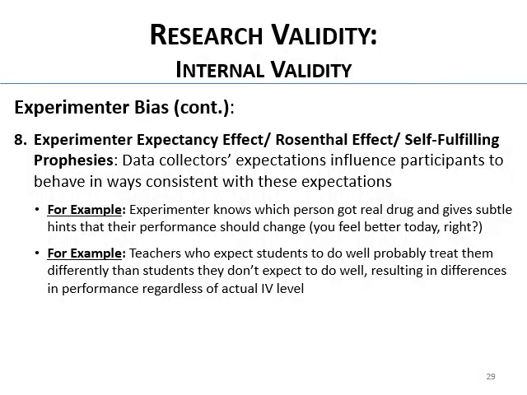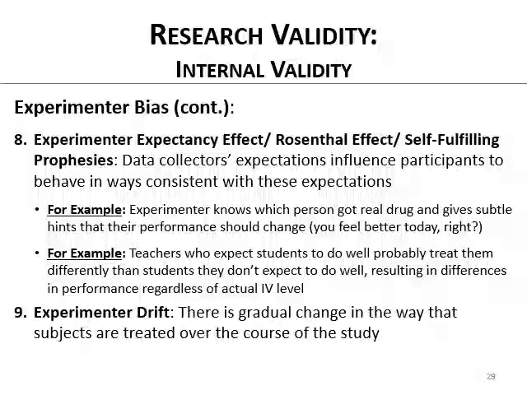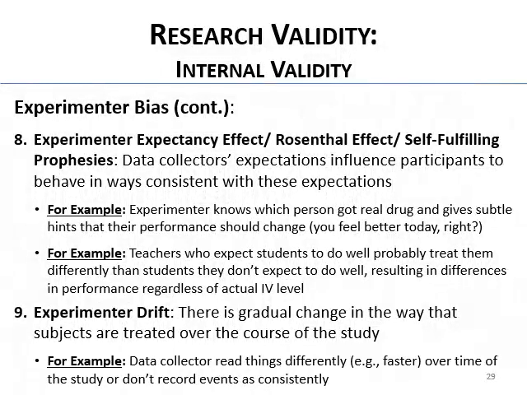And that results in differences in performance regardless of what program they're in or what treatment they're in. So experimenter drift is when there's a gradual change in the way that subjects are treated over the course of the study. It's kind of like instrument decay or a researcher change. Data collectors may read things faster over the course of the study, or differently, or more specifically because they learn they need to, or they don't record things as consistently. So you get changes over time that may look like effects of your independent variable when in reality it's just drifting. It's like instrument drift, but for the experimenter.